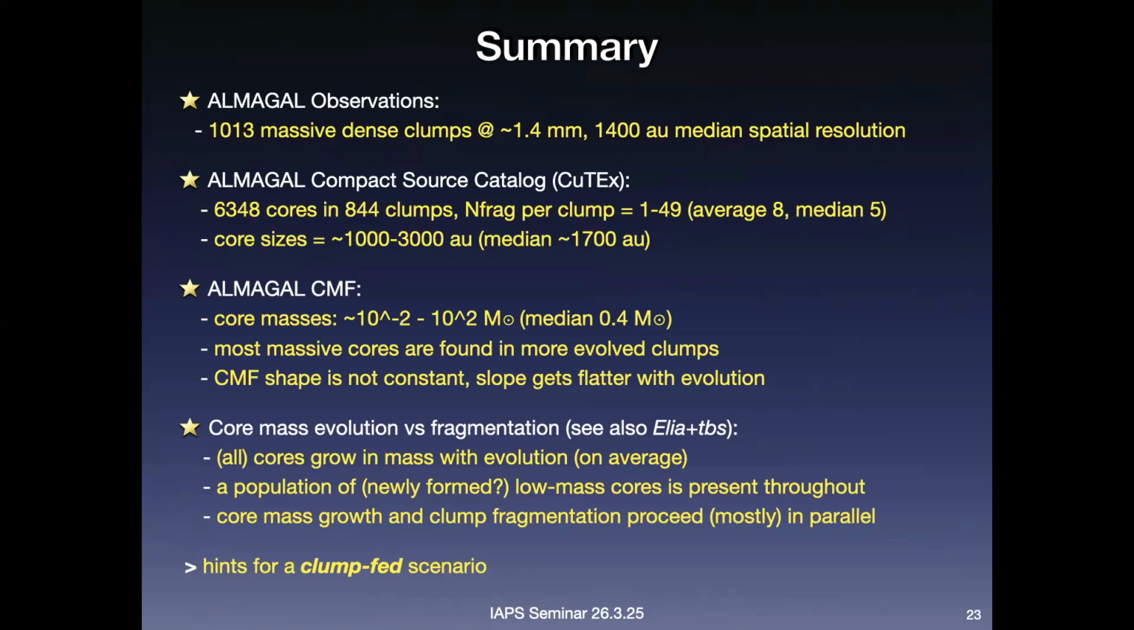In terms of the CMF, we find that the most massive cores are found preferentially in more evolved clumps, and that ultimately the shape of the inner end of the core mass function is not constant, but gets flatter with evolution. In terms of the interplay with the fragmentation of the clump, as also explored in a more systematic way in the paper by Davide, we see that the cores grow in mass with evolution, and this basically seems to go in parallel with further new low mass fragments that we find all over the evolutionary sequence. So this basically depicts possible leads toward a clump-fed scenario.